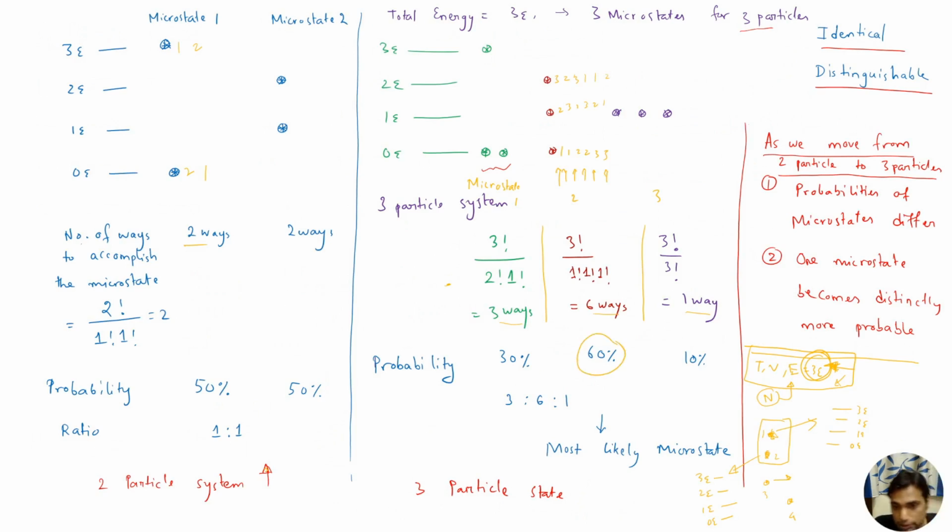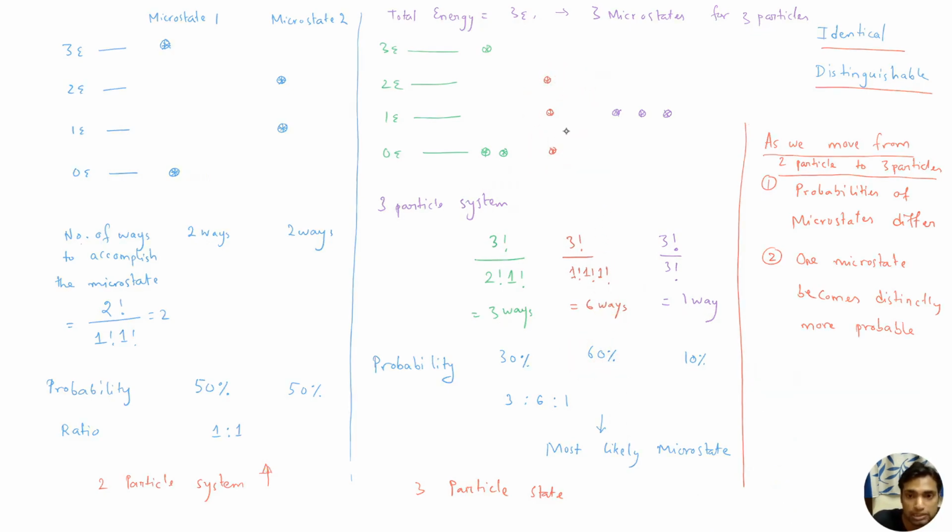probable, right? 60% of the time you will see the system in this microstate. I don't see your cursor, that's why I'm not able to understand. Oh, okay, sorry. See here, now you can see, right? 60%, the 6 ways. So it's the equilibrium state. Got it. This microstate is the most probable microstate for the three particle system.